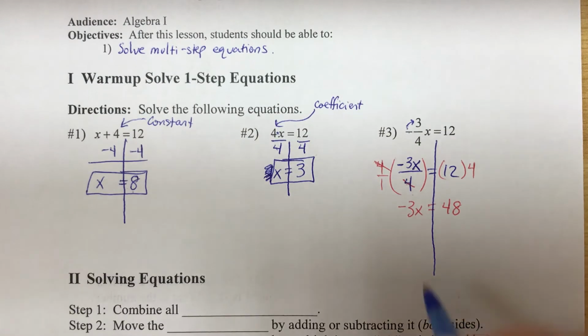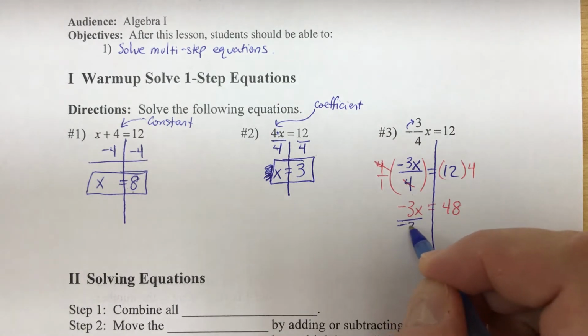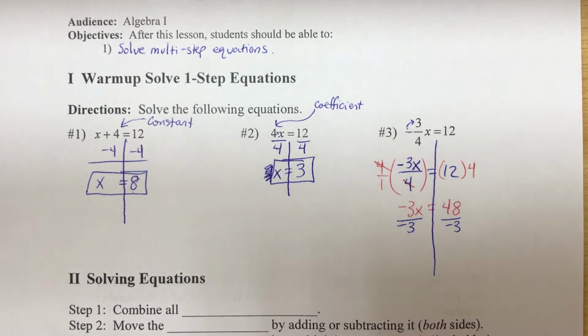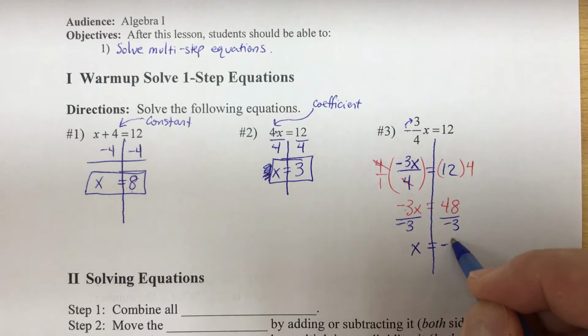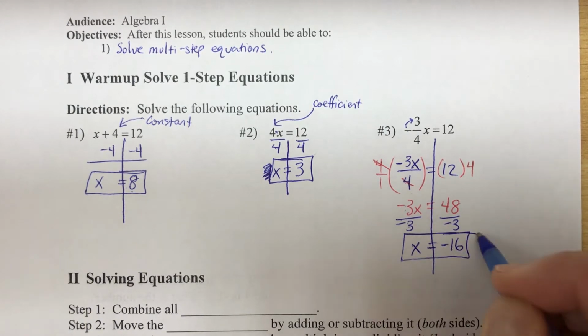And now we undo the multiplication. We divide by negative 3 on both sides. And the reason we divide by a negative is we need to get a positive 1x. So a negative divided by negative is positive. 48 divided by negative 3 is negative 16.